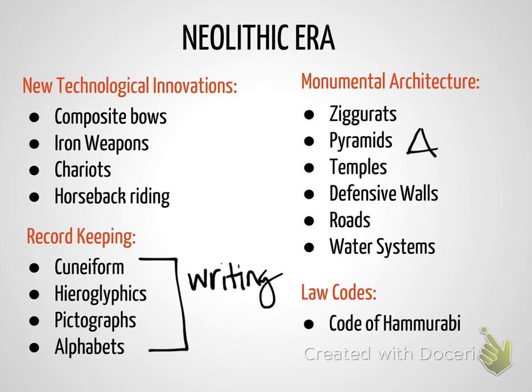We have different temples and defensive walls. If we had a city, people would build walls around it, and the city would be behind them, so they're protecting themselves. Early cities all had walls around them. Much later, Constantinople has huge defensive walls, very hard to penetrate. We have roads developed over time, and different water systems, and we're talking less about trade and more about irrigation.